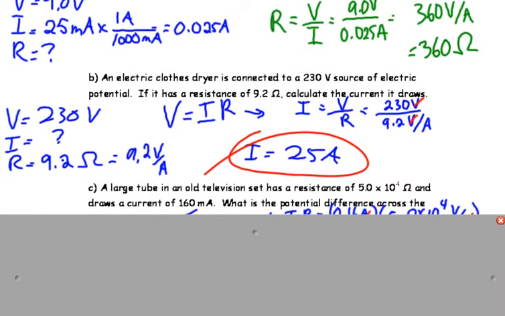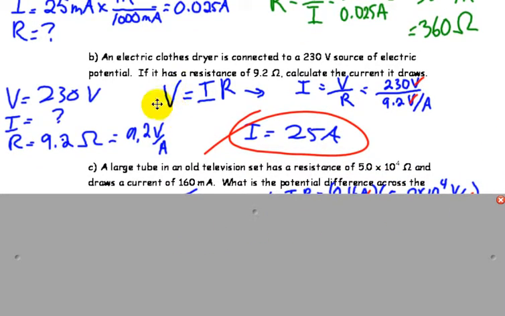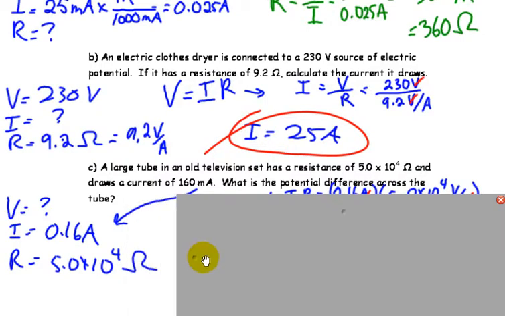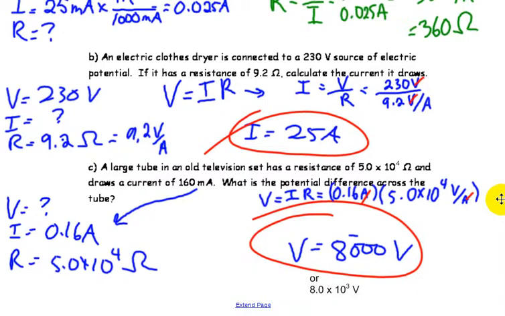Next question. A large tube in an old television set has a resistance of 50,000 ohms and draws 160 milliamps of current. What's the potential difference? So we're looking for V, we know I, and we know R. The only thing is, of course, changing milliamps to amps as earlier, divide by 1,000, 0.16 amps. So simply multiply those two numbers.